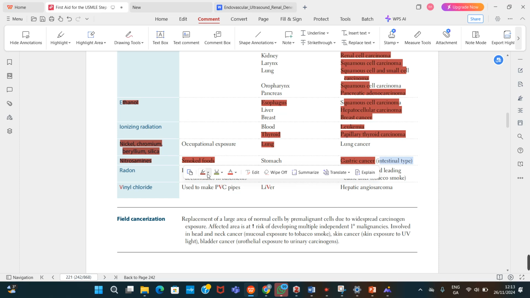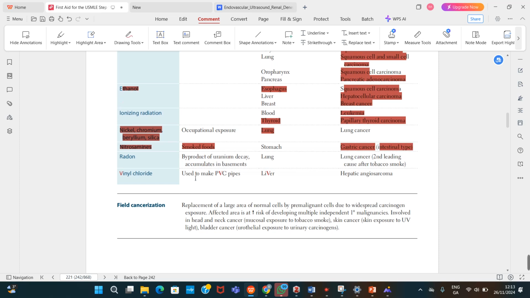What is the other type? Anybody? Diffuse. Which one is associated with linitis plastica? Diffuse. Yeah, it's the diffuse gastric cancer.